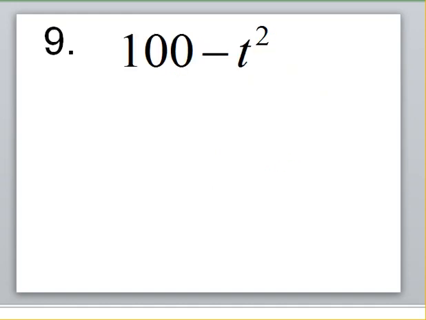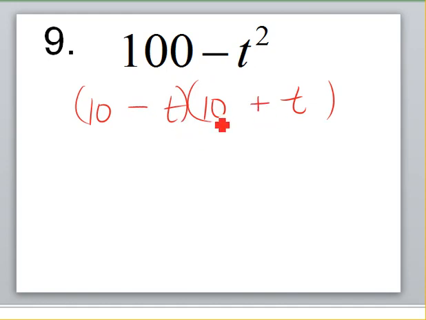My next problem, I want to say this is another difference of squares. And so 10 times 10 is 100, and then t times t gives me t squared. It is a difference of squares, so I need a 0 term on the inside. This gives me a negative 10t, and this gives me the positive 10t, which makes me have a 0 term.